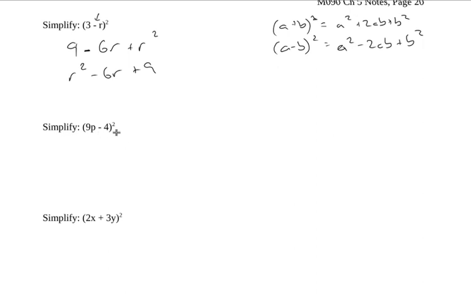For this example, 9p minus 4 quantity squared. Again, we have a difference squared, so I'm going to use this second form here. I'm going to take that first number squared, so 81p squared, minus, because that's what this says, minus 2 times the first number times the second number, so 2 times 9p is 18p. 18 times 4 is going to give us, what is that, 72? 72p minus, or plus rather, 16. And I know it's plus because it's plus b squared.